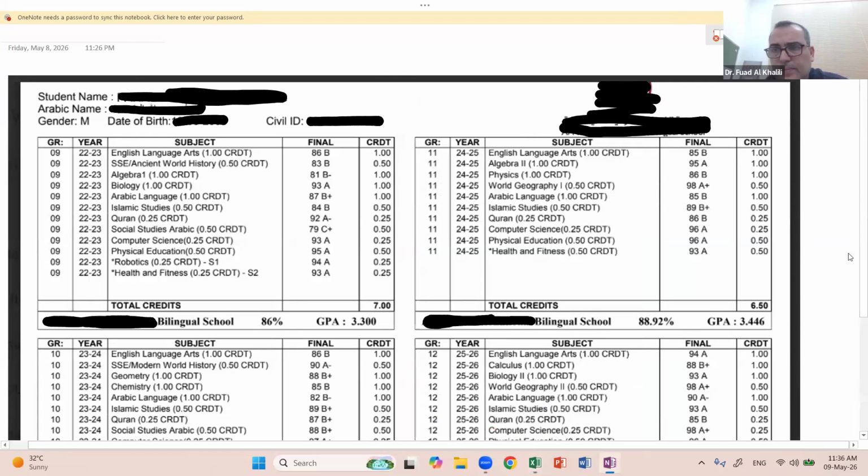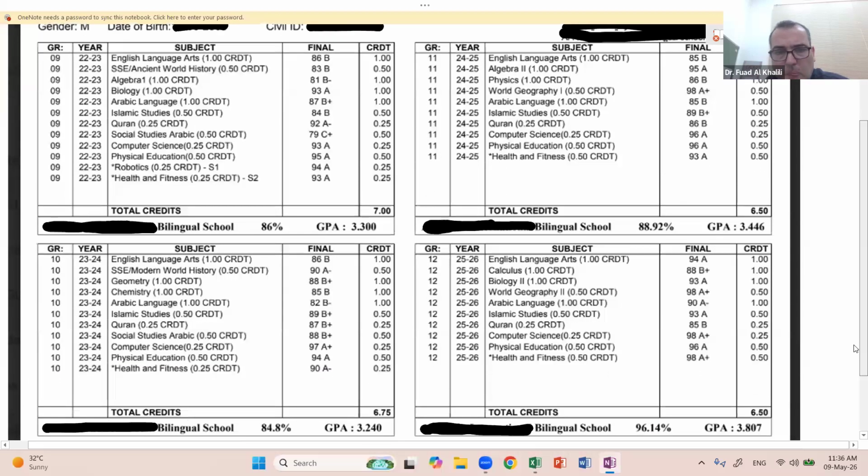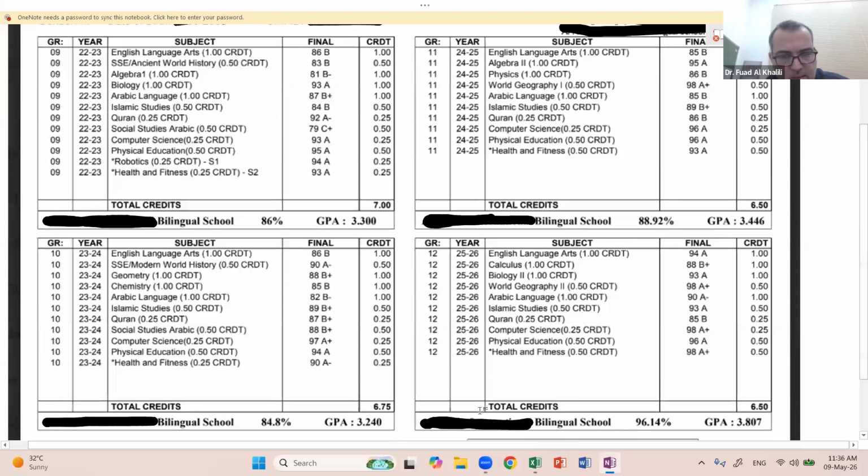Then in grade 10, he has a GPA of 3.24 and 6.75 credits. In grade 11, the student's GPA is 3.446 and the credits are 6.5. Then the same for grade 12, he has 3.807 as a GPA and 6.5 credits.